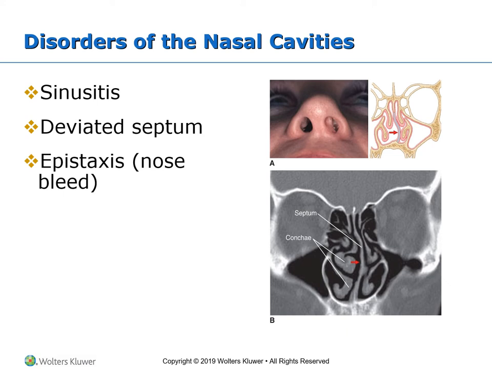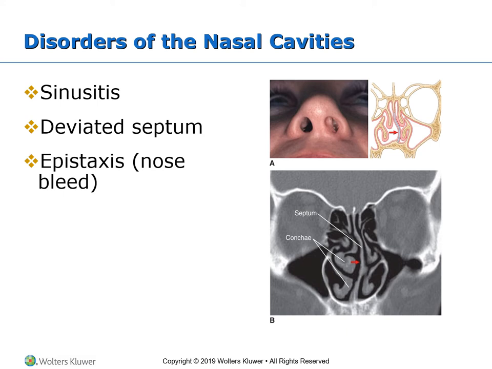Another condition will be a deviated septum, and you can see it in the picture here, the septum being the partition between the two cavities. A deviated septum will make one nasal space smaller than the other. We may see it more commonly in patients that have hay fever or develop colds more often, because the narrower space will retain pathogens. Another condition encountered at the level of the nasal cavity will be epistaxis.